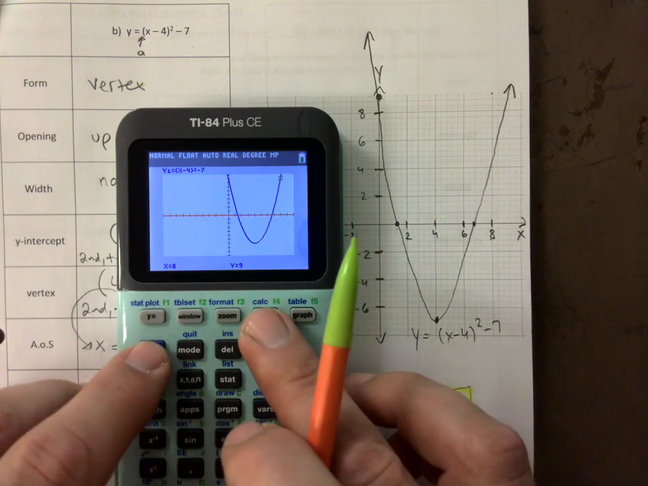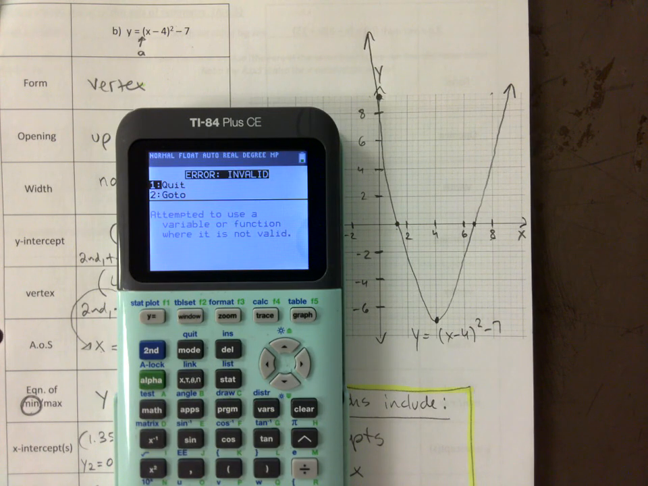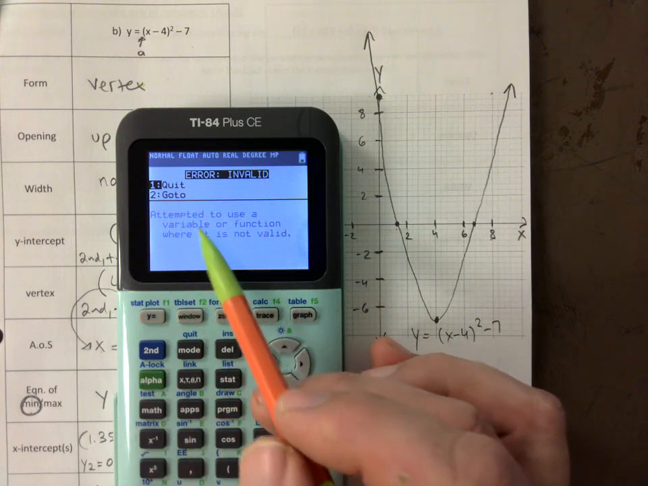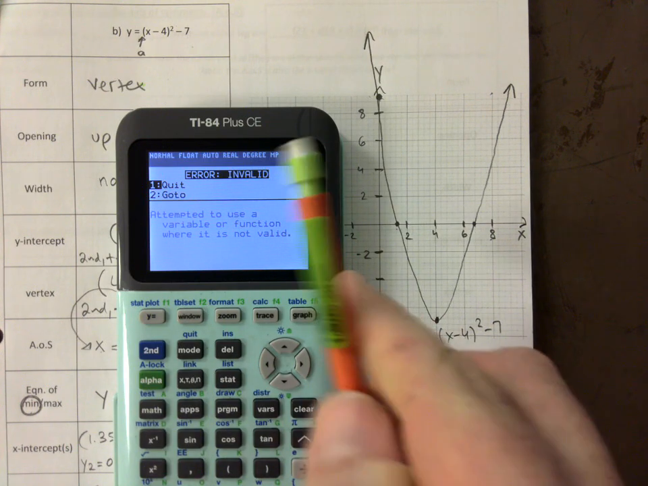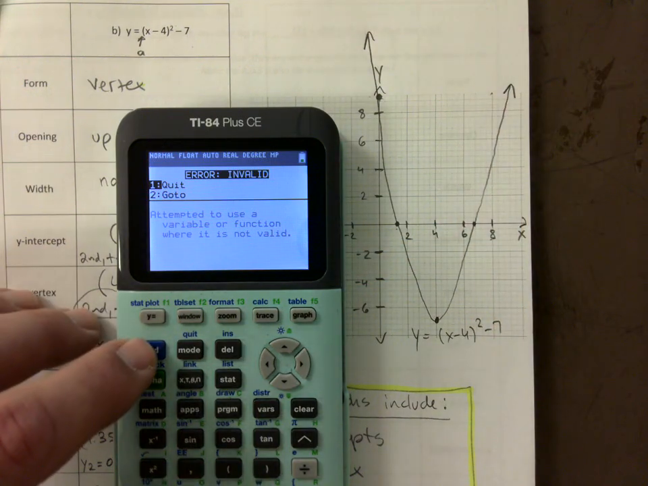You could go, watch this, second trace 1, x is equal to 100. Could you do that? Yes, you could. Let's see what happens. What does it say? Invalid. It's too far out. What would you have to do to make that appear? You would have to change your window parameters, like your x max and your y max has to be increased there.